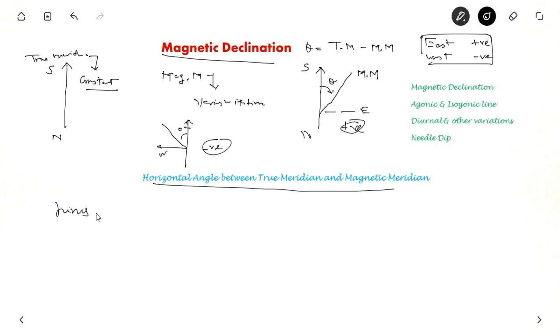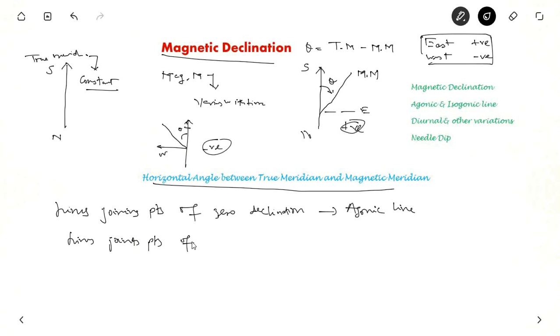Now let us see what is agonic line and isogonic line. Agonic line is lines joining points of zero declination. There will be points where magnetic meridian and true meridian will be equal. So the lines joining those points of zero declination is agonic line. And isogonic line is lines joining points of equal declination. If suppose at one point the declination is 3 degrees and at other point also it is 3 degrees, so the line joining points of equal declination is isogonic line.